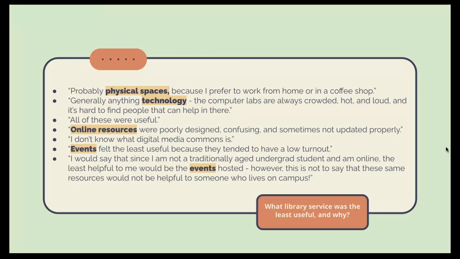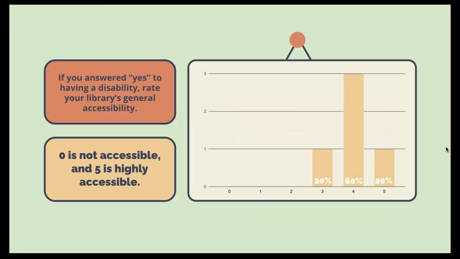And then 2 people actually said events because they either have a low turnout or, as a non-traditionally aged undergrad student and someone who is online, events aren't helpful and accessible, which I hadn't really thought of. So I was glad for that response. So the next couple ones are the Likert scale questions.